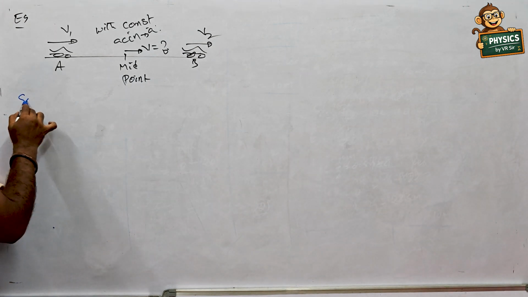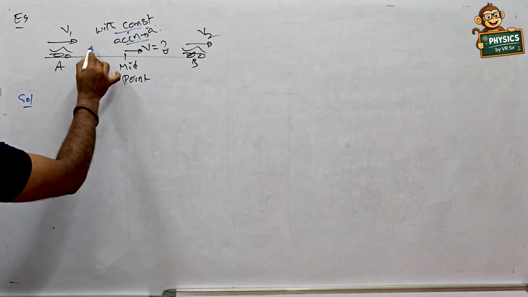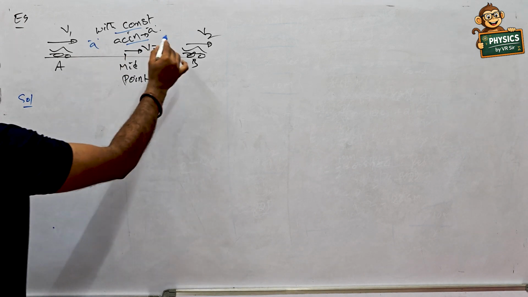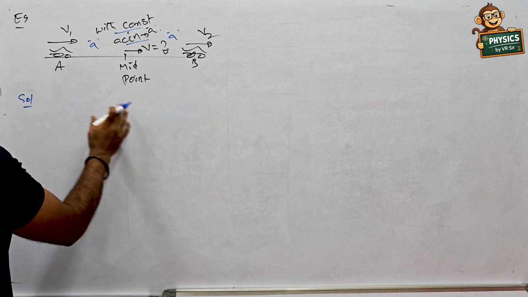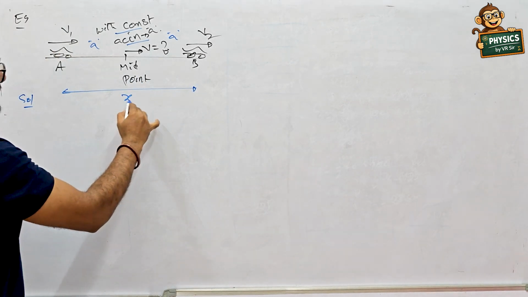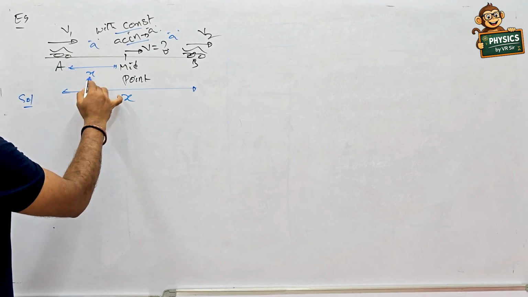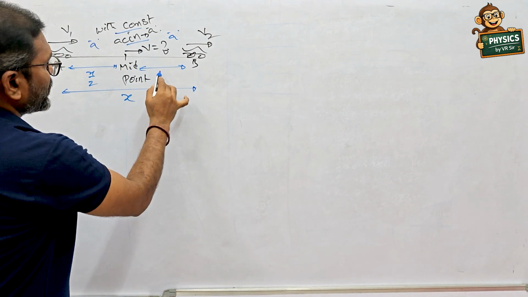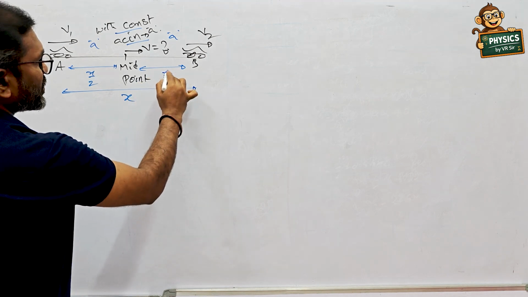Now how can we solve this? See, constant acceleration. So let us take acceleration here as a and here also a only, right? Now if the distance from A to B is some distance x, I am calling this A to B, the distance is x. Hope you are following, right? And this is going to give you x by 2, and this is also x by 2, right? x by 2 and x by 2.